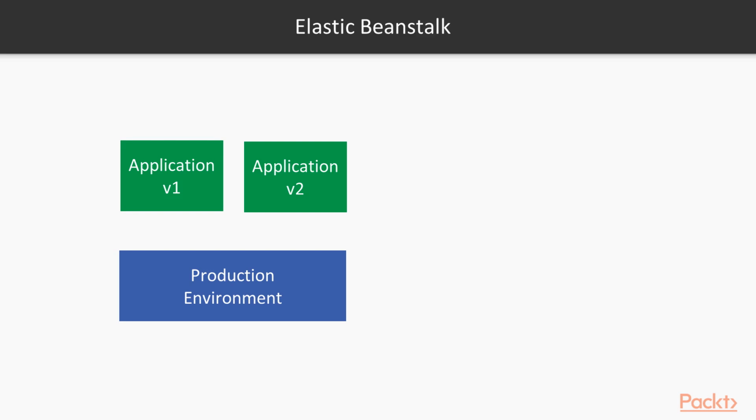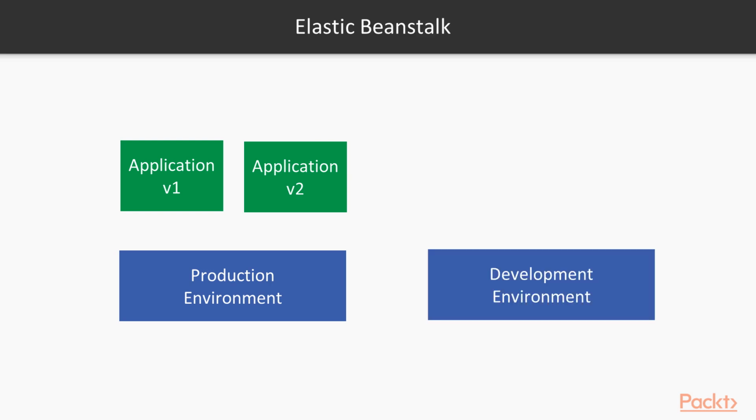your environment. Now apart from this, you can also define multiple environments in the Elastic Beanstalk service. So let's say you want to have another environment specifically only for development, you can do that. And then you can have another application version deployed on that environment.